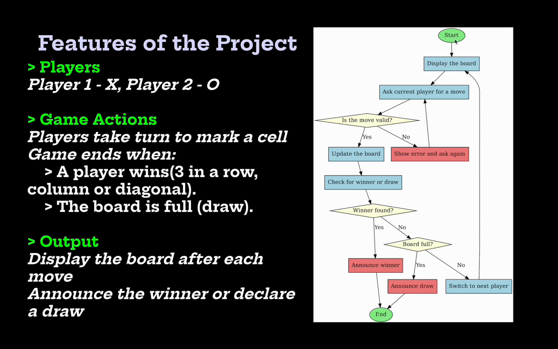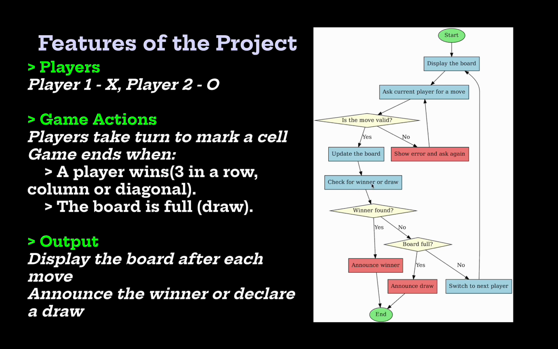So let's take a look at this flowchart. We'll start the game. The first thing is to display the board, and we ask the current player for a move. We check if the move is valid. If the move is valid, we update the board. If the move is invalid, we show an error and ask again, and that asks the player again for a move until the move is valid.